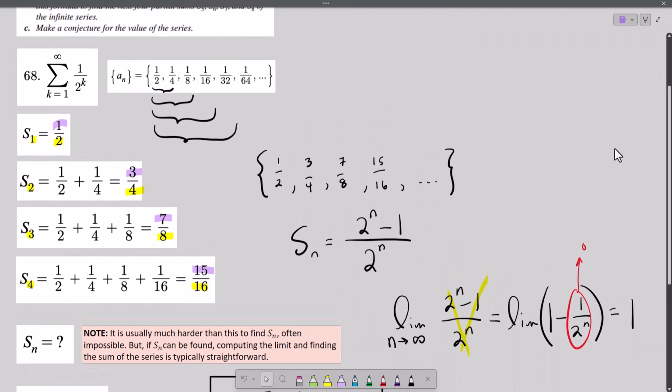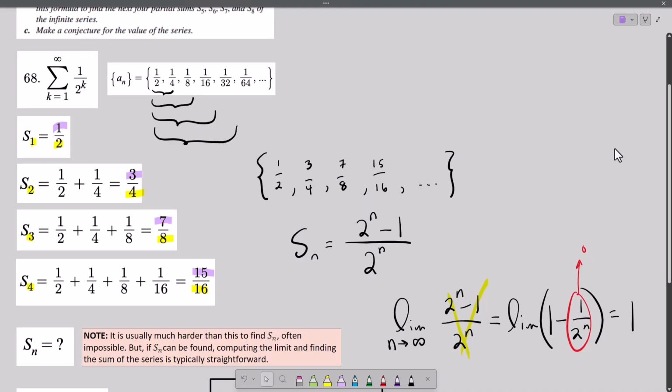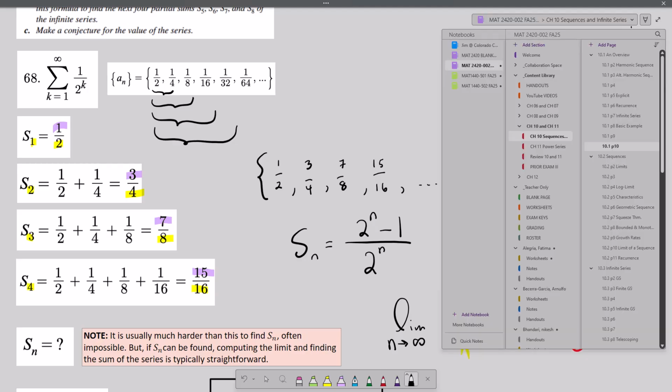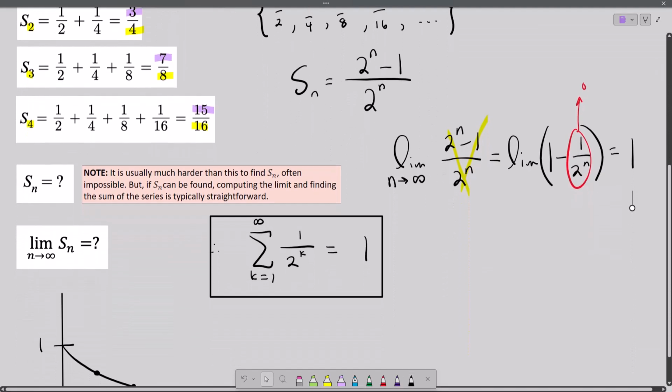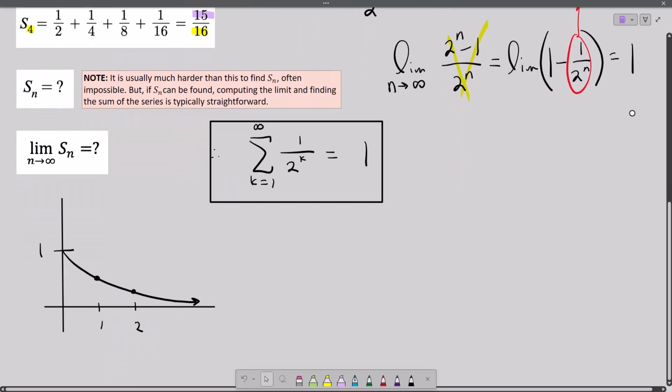So when you look at the a sub n's here, the terms are going to 0, and they're going to 0 very fast. When the denominator is an exponential expression with a number bigger than 1, so a 2 or a 3 to the k, 4 to the k, 5 to the k, that grows so fast that the fractions go to 0 so fast. So that's a very similar type of thing that we've seen with the improper integrals.